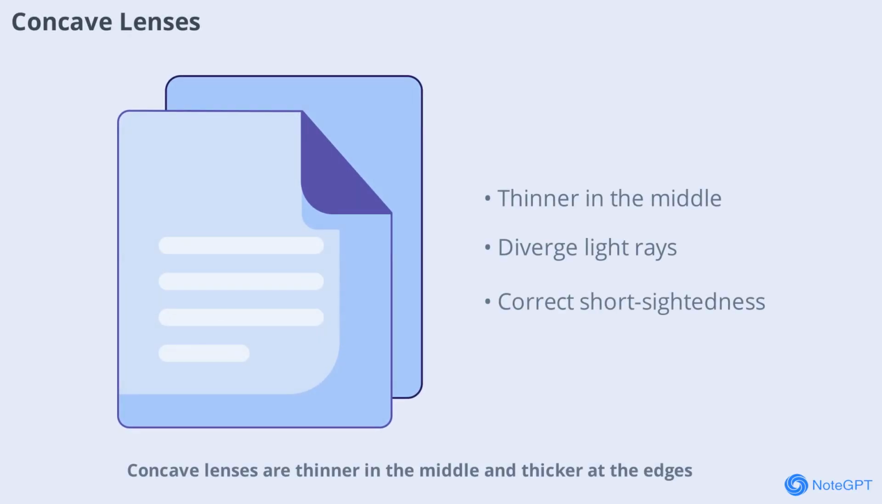Concave lenses are thinner in the middle and thicker at the edges. They diverge parallel rays of light, making them appear to come from a single point. These lenses are used in spectacles for correcting short-sightedness and in some optical instruments. Their unique shape helps spread out light and correct vision problems.